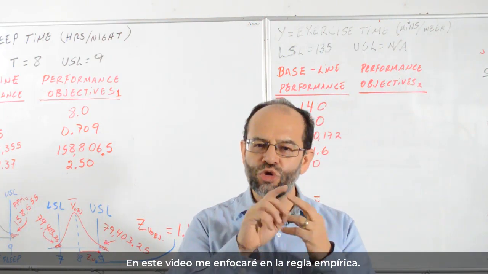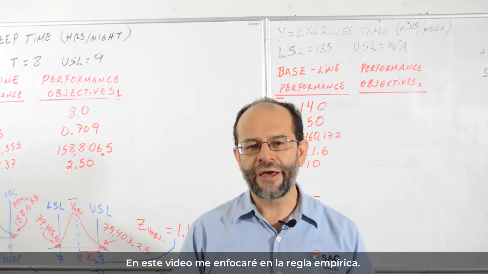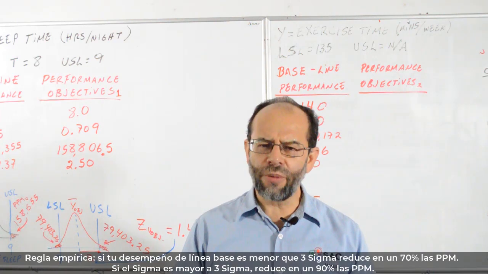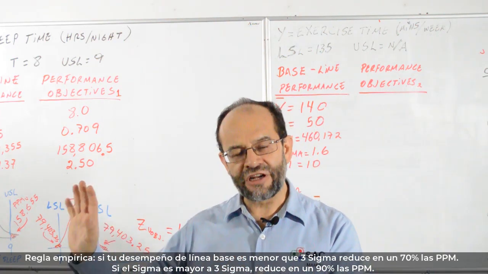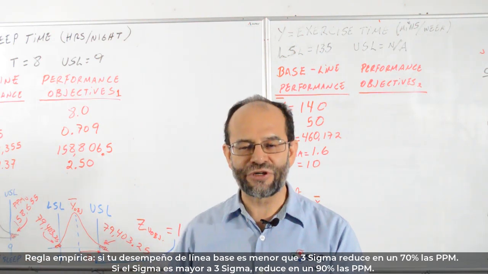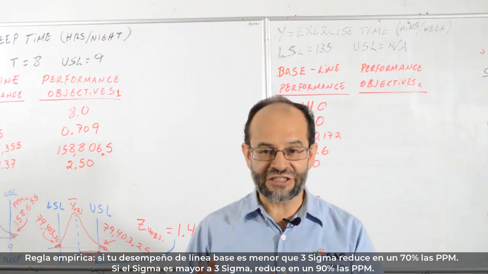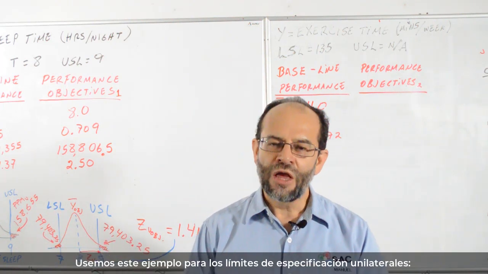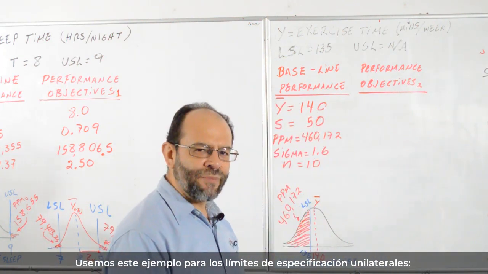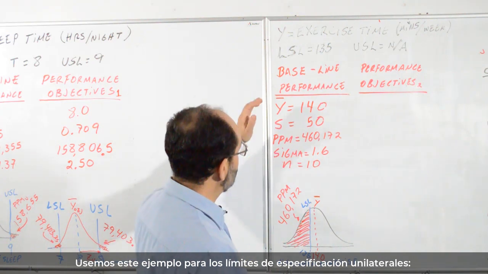I'm going to focus in this video on rule of thumb. Rule of thumb, if your baseline performance is smaller than 3 sigma, reduce PPMs by 70%. If your sigma is greater than 3 sigma, reduce PPMs by 90%. Let's use this example for one-sided specification limits.